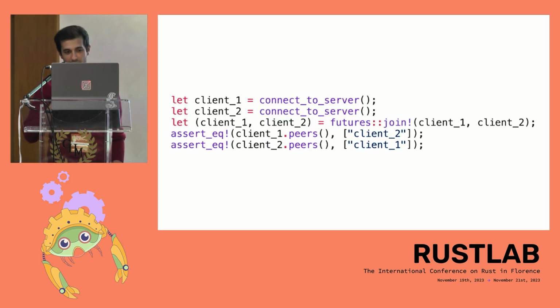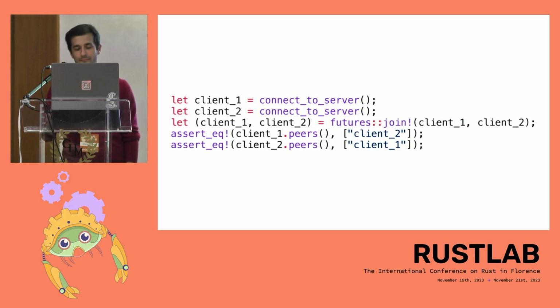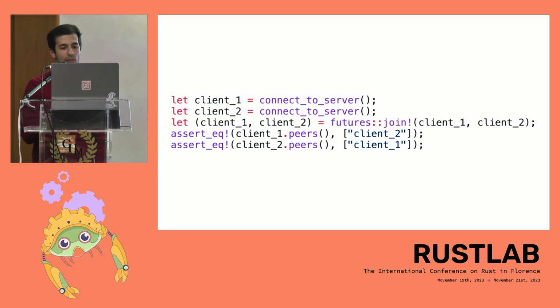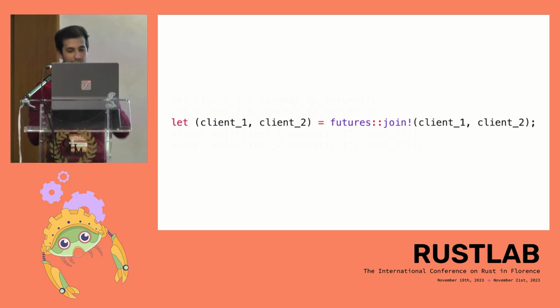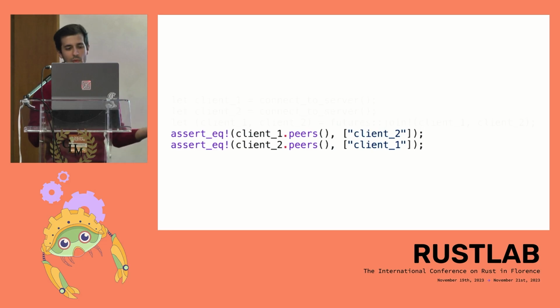What you have here is a simple setup. We've got a couple of clients trying to connect to a server, and we'll get into what that does in a second. Here we have client 1 and client 2 connecting to that server. Then we're using futures join, which is just a way of awaiting these two futures together. And then we want to assert that client 1 sees client 2 as its peer, and client 2 sees client 1 as its peer.